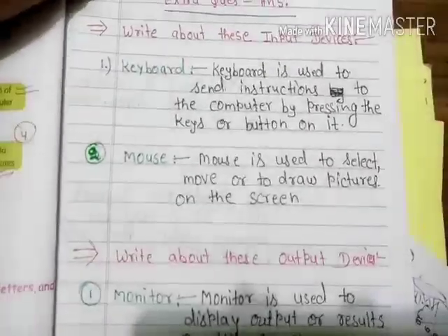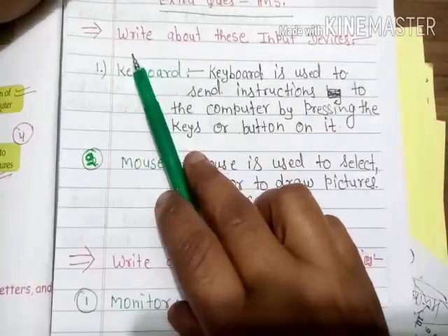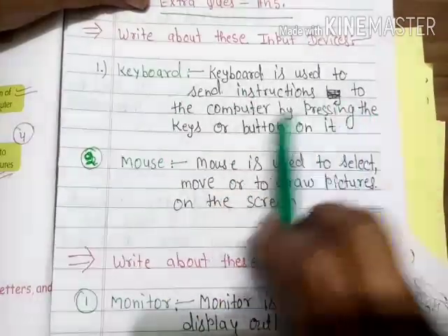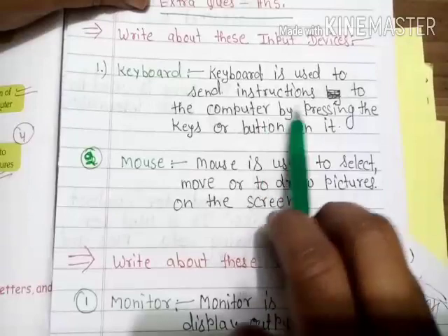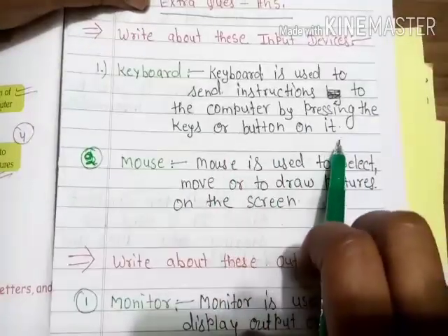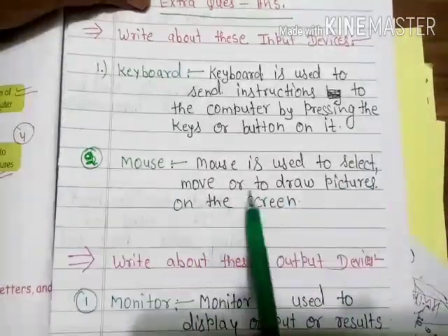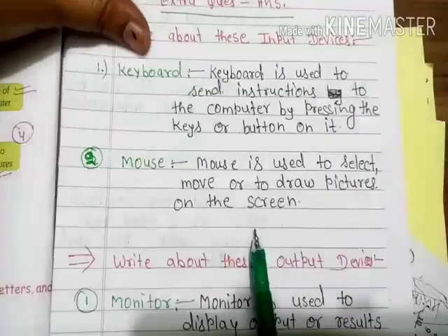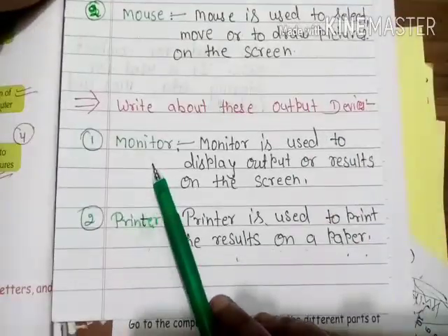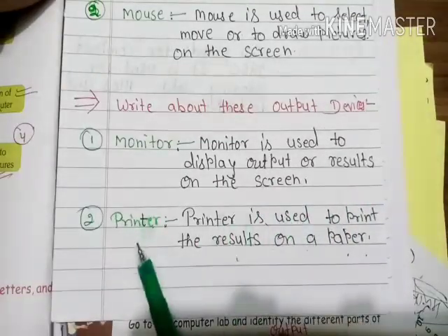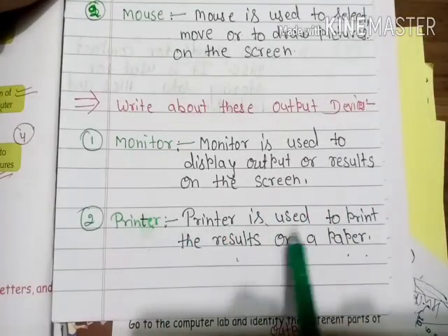Next question, write about these input devices. Number 1. Keyboard. Keyboard is used to send instructions to the computer by pressing the keys or buttons on it. Number 2. Mouse. Mouse is used to select, move or draw pictures on the screen. Next one, write about these output devices. Number 1. Monitor. Monitor is used to display output or result on the screen. Number 2. Printer. Printer is used to print the results on a paper.